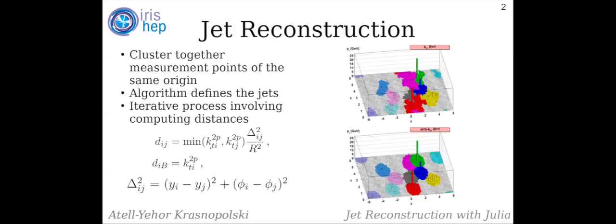Jet reconstruction is a task that can basically be described as clustering of measurements that come from calorimeters. Depending on the algorithm that we choose, we can have very different results. It's a task that we want to perform efficiently because typically we have large data sets that come from calorimeters. The algorithms involve computing distances between all the particles, all the measurement points. You can see on the right some examples of two different algorithms and what they output on the same data. We are mostly interested in the anti-kT algorithm, which is on the bottom, because it's a bit more stable.